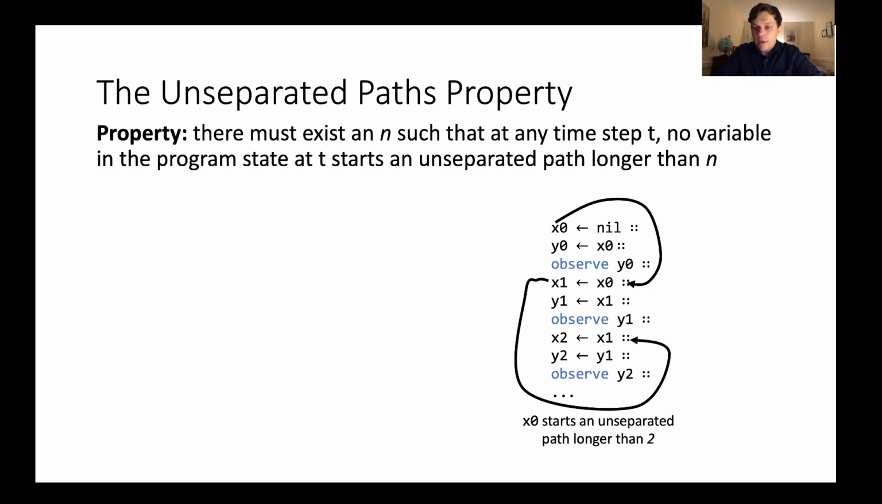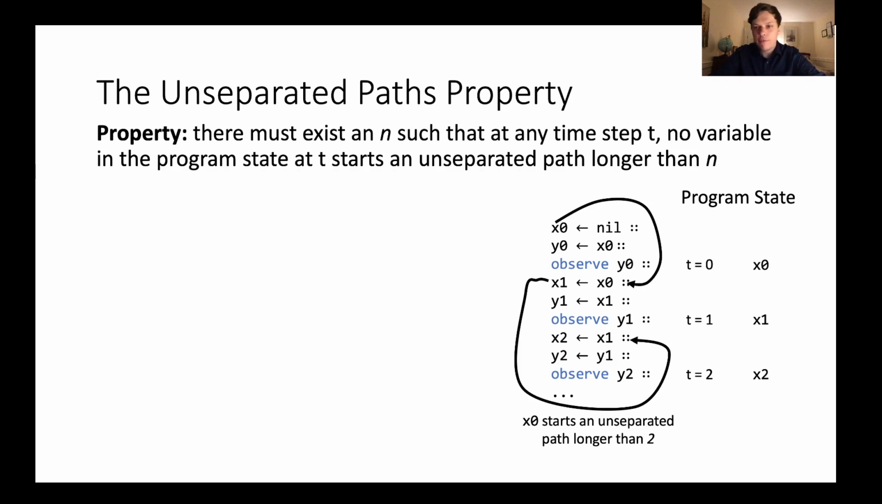If we look at this example, the program state at each time step consists of the most recently sampled x variable. By the time we get to the part of the trace where x2 is introduced, x0 is not in the program state anymore. And so this particular path is not going to count for the purposes of the unseparated paths property. In fact, this trace will maintain that the longest unseparated path that starts from a program state variable has length at most 1.